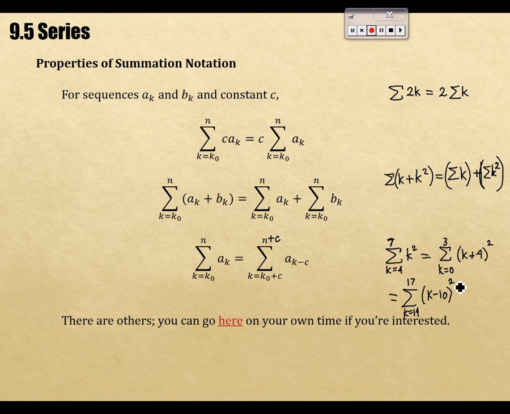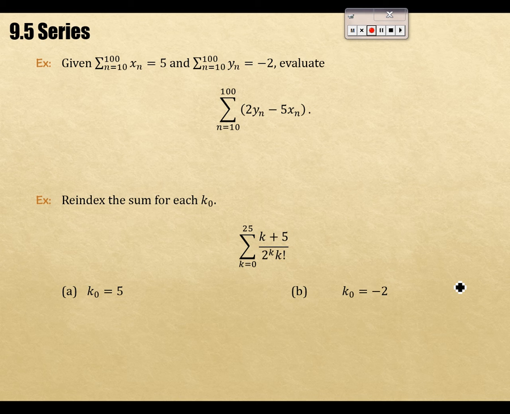Okay, so you're just using these properties. Let's answer these questions here. The first example, I think you'll like using the first two rules together to answer. And the second one is the second property. The third property, rather.